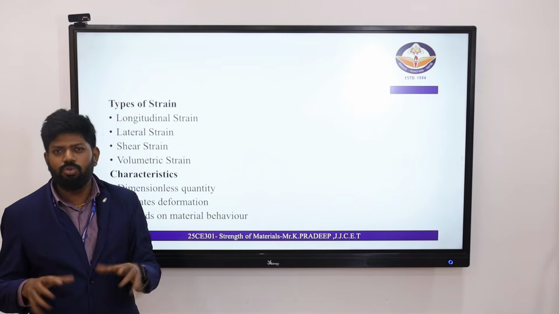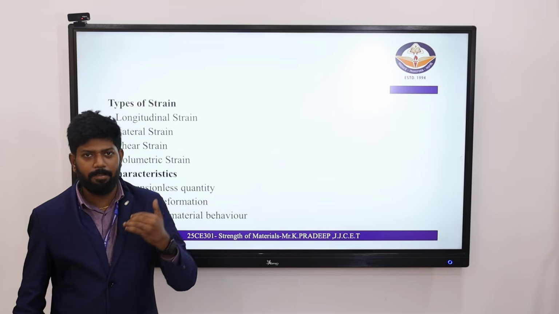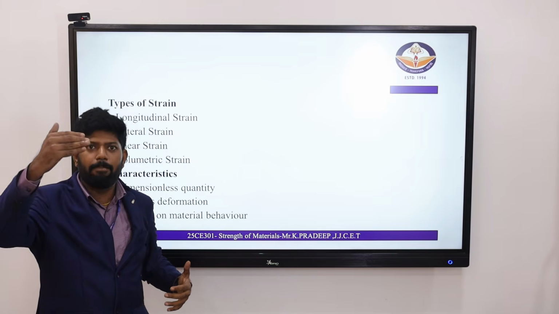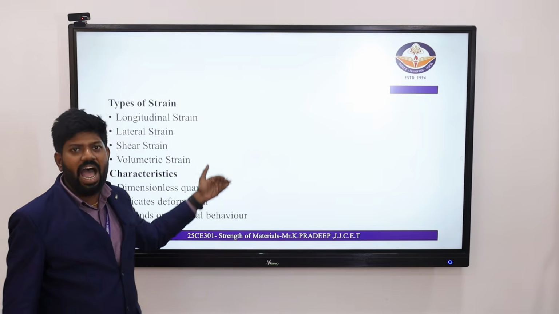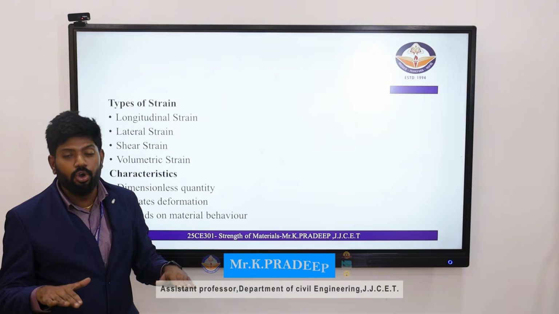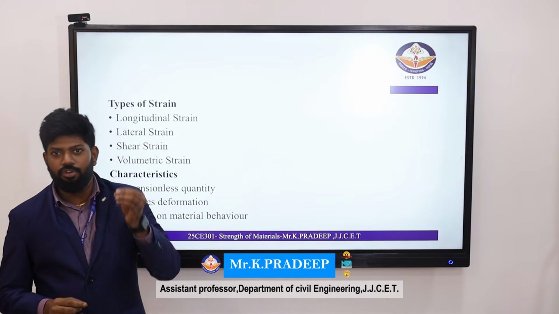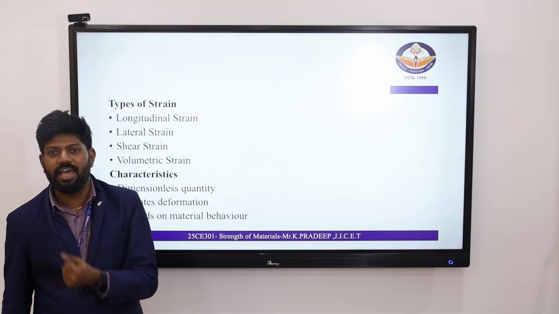Now you may have a doubt: what is the unit of strain? As I said earlier, the unit of stress is Newton per mm square. Whereas the formula for linear strain is change in length divided by original length. The unit of change in length is mm and the original length is also mm. So both mm will get cancelled, and there will be no unit. It's an important question from an examination point of view. You may get an MCQ question: what is the unit of strain? You have to answer: no unit.